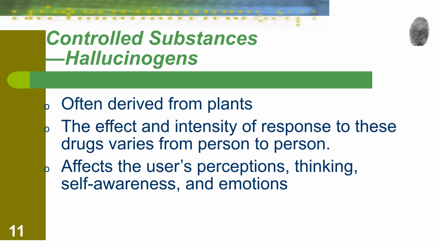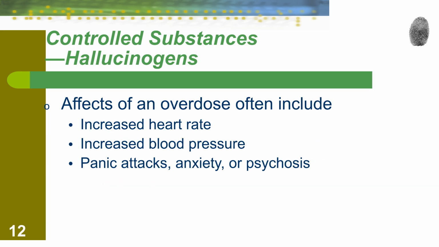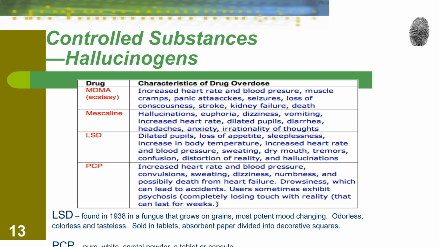Hallucinogens, often plant-derived, affect a user's perceptions, thinking, and emotions. The effect and intensity of the response can vary greatly from person to person. Overdosing on hallucinogens often leads to an increased heart rate and blood pressure, as well as panic attacks, anxiety, or psychosis. This table details characteristics of overdoses from various hallucinogens, including MDMA, mescaline, LSD, and PCP, with symptoms ranging from increased heart rate to seizures and death.